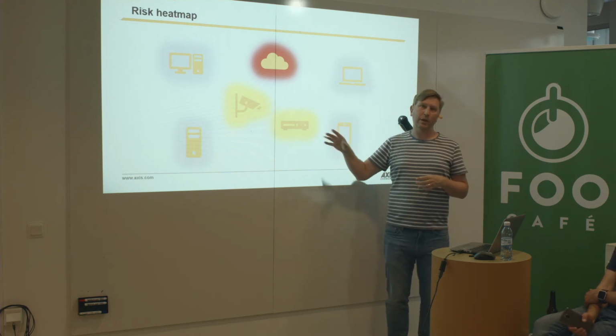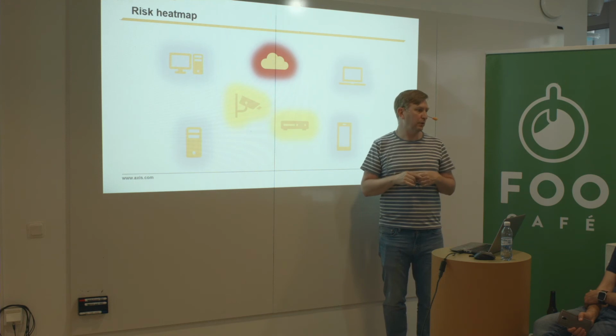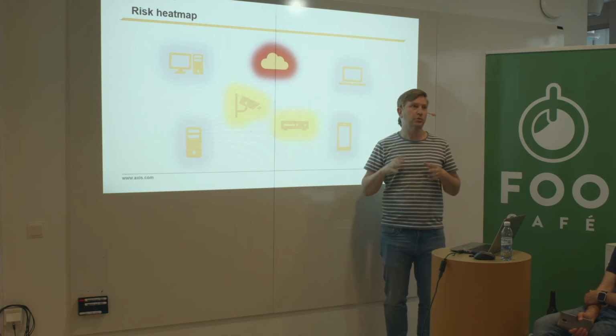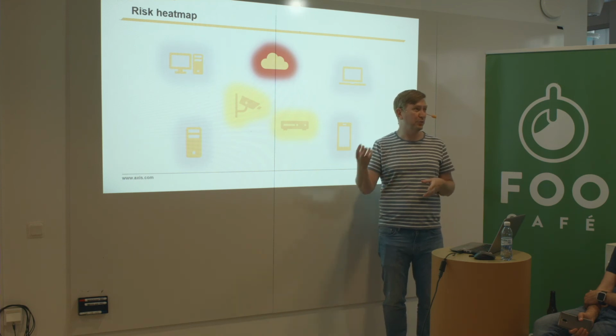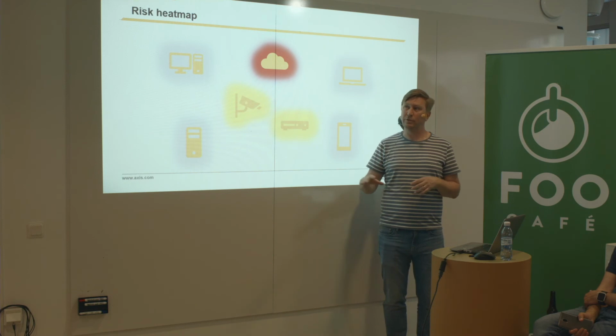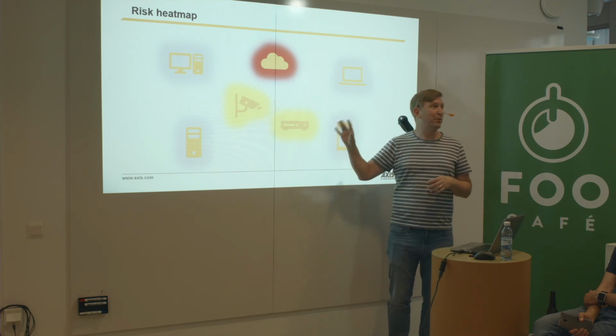This reasoning also applies when you need to start looking at your legacy code. You can't just start looking at everything at once. You need to do some sort of risk assessment and find hotspots where you need to start. Otherwise, you'll just drown. So risk heat maps are really, really good.